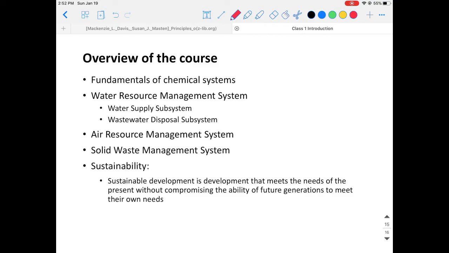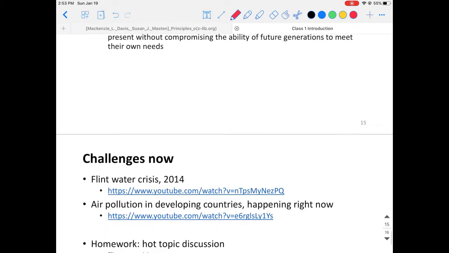We're also going to learn about sustainability. So basically, sustainable development is the condition that meets our current needs but also doesn't compromise future needs. So sustainable development and sustainable design are a core value that exists in all of the engineering processes.